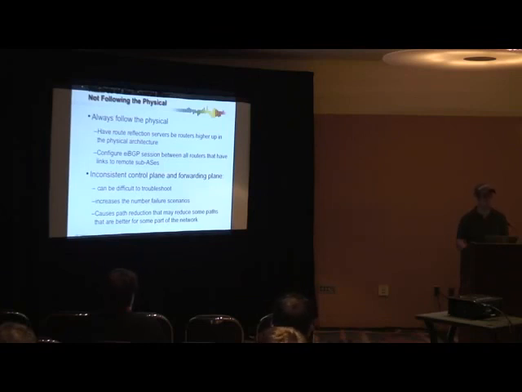And let's face it, how many of you can walk into your network operations center and ask your staff, do you know the difference between routing and forwarding? Do you understand when it's a routing outage that you have to go off in this direction and troubleshoot, and when it's a forwarding outage, you have to go off in that direction and troubleshoot? So at worst, your mean time to repair is going to double if you don't follow the physical. It also increases the number of failure scenarios because now you have discrete control plane failures that are different than forwarding plane failures. And if either of those happen, you're going to break your ability to use the network. And lastly, it can also cause path reduction, which may reduce some paths that are better for some part of the network.